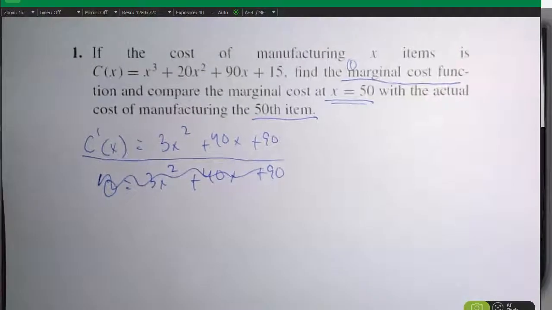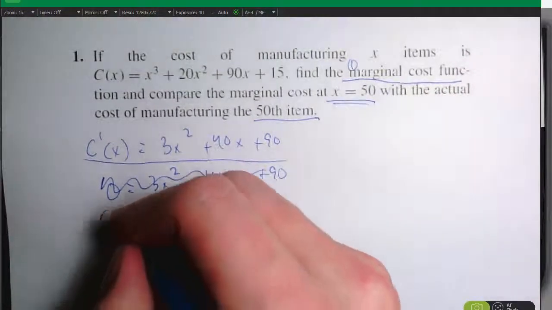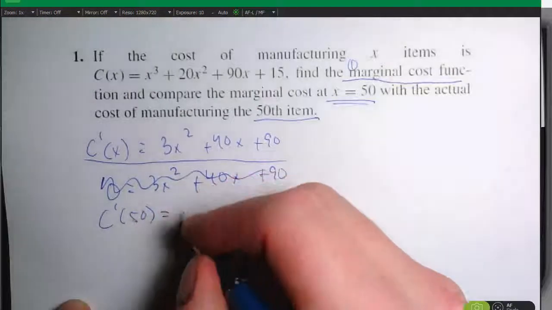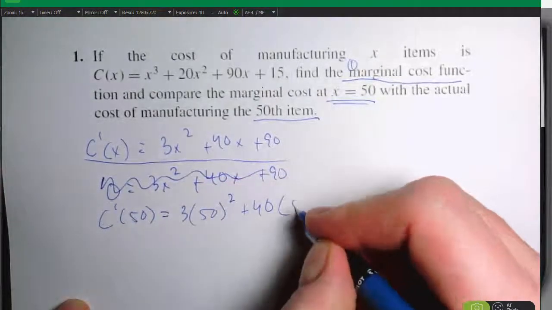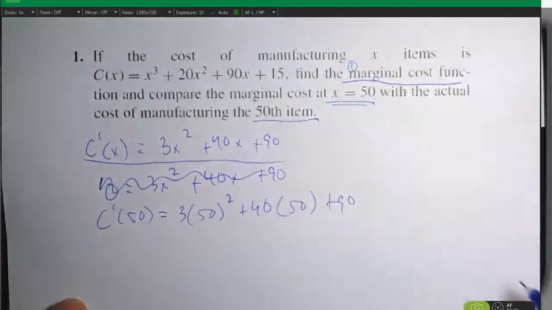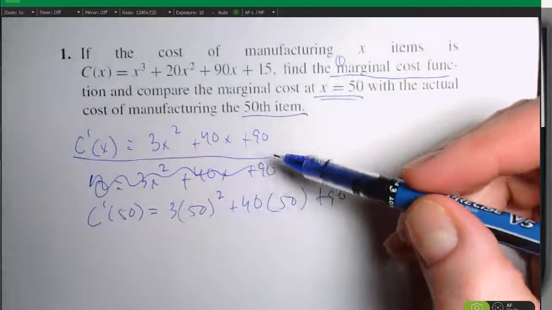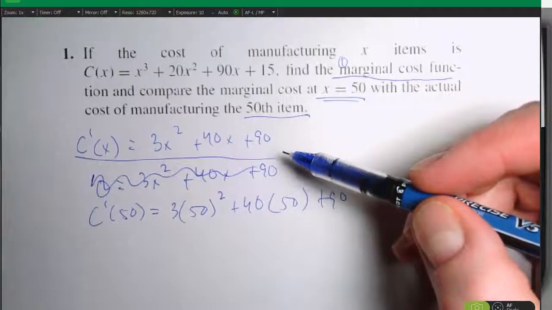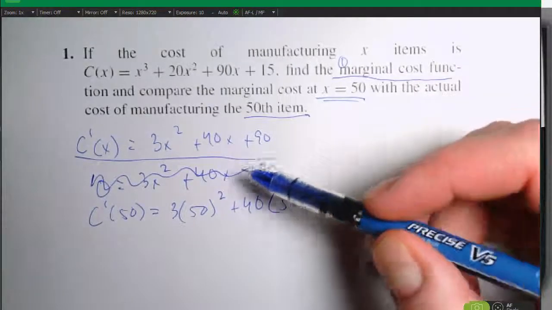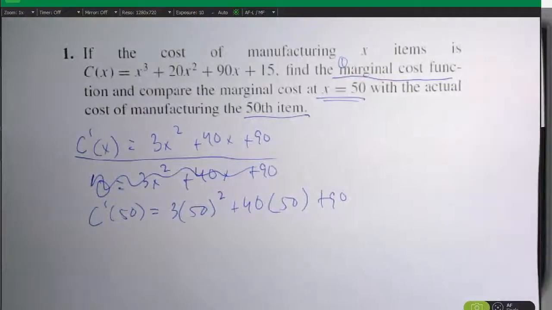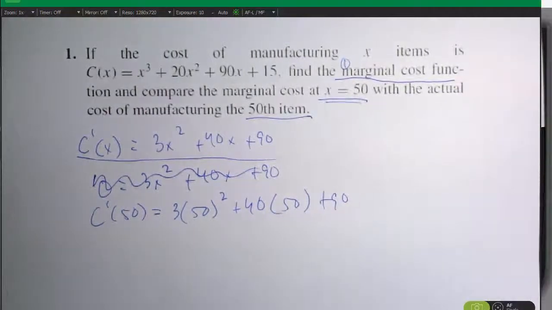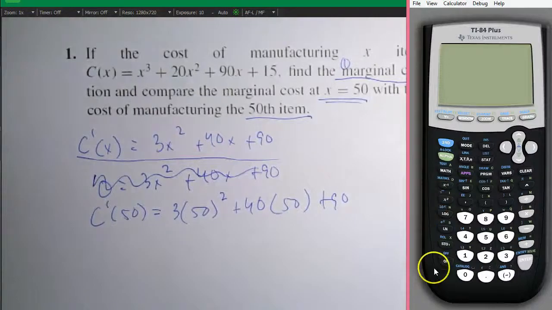So sorry about that. C prime of 50 is going to be 3 times 50 squared plus 40 times 50 plus 90. If I were to actually look at where this derivative equals 0, it never does. There is no point where this function equals 0. Cost continues to go up as we add more items. So now it's just a matter of doing this in the calculator. Go to the calculator.